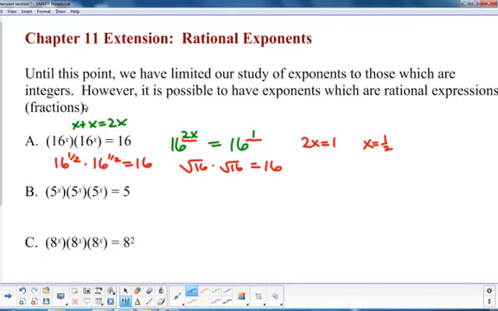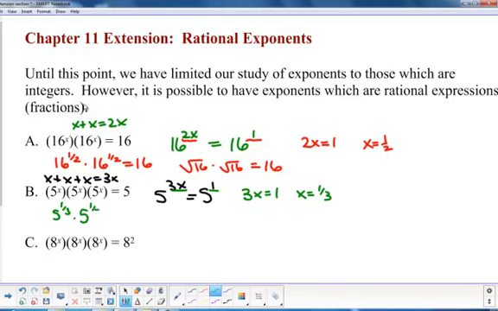All right, so this time we have 5 to the 3x equaling 5 to the 1, because x plus x plus x is 3x, and we're adding our exponents. So our bases are the same, so we want to know when 3x will equal 1, and that's when x is a third. So this is telling me that 5 to the third times 5 to the third times 5 to the third will equal 5 to the 1.